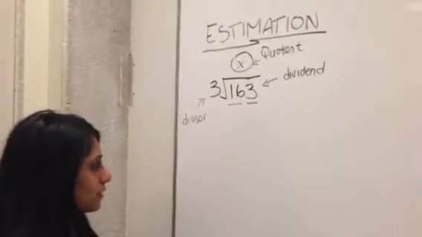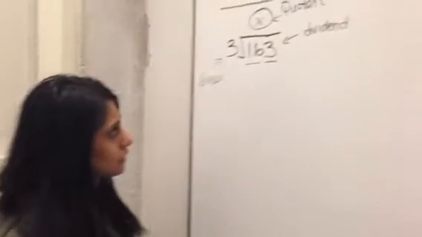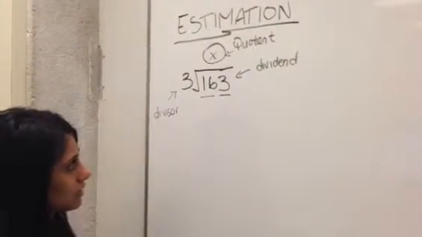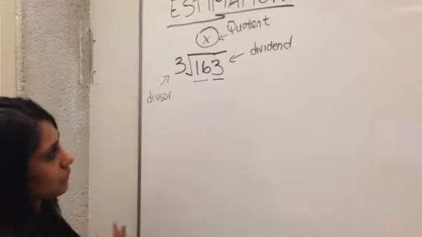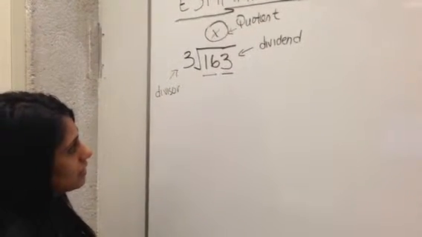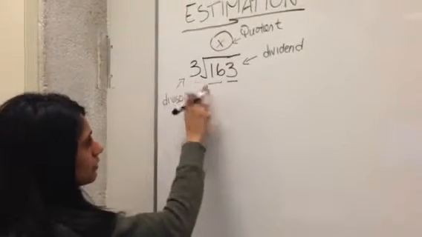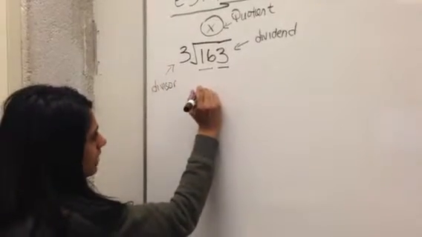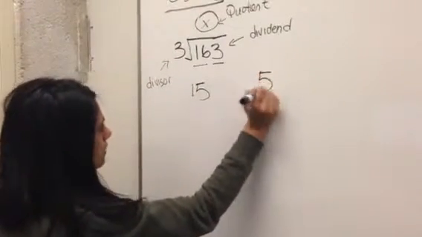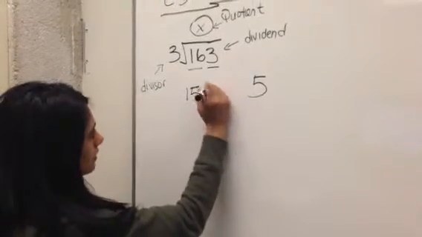So I'm going to start off with my estimation. Because it would be difficult for 163 to be divided by 3, we would have to find a much simpler way. So an easier way would be possibly dividing 3 into 15. It would be much easier. So 3 would go into 15 5 times, right? It's 5 times. And because it is in the 100s, we would add a 0.